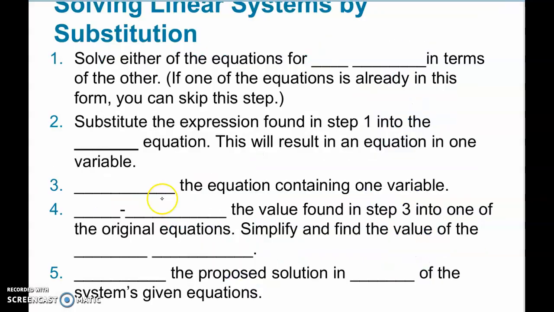So now let's move on and let's look at how to solve the systems in order to find those ordered pairs. So the first method we're going to look at is called substitution. So let's fill in the blanks here. We're going to solve either of the equations for one of the variables in terms of the other. If one of the equations is already in this form, you can skip this step. And I'm going to give you a hint. If you have to solve for a variable, pick a variable with a coefficient of 1 or -1.